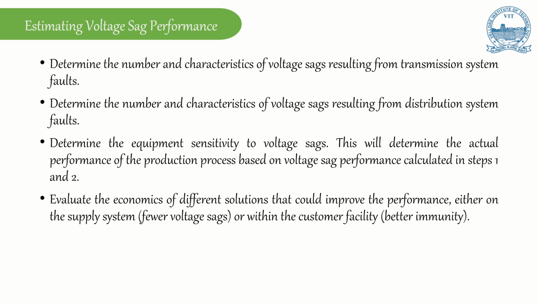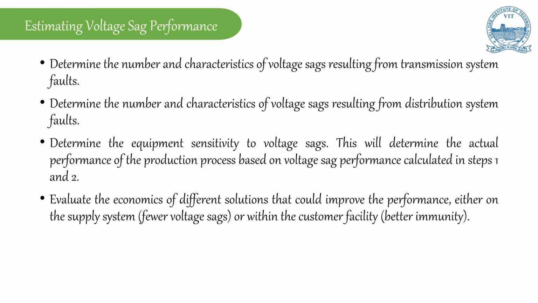And the second category is we have to determine the number and characteristics of the voltage sag that results from faults that occur in a distribution system. And then the third one is we have to determine the equipment sensitivity to voltage sags. So this will determine the actual performance of the production process based on the voltage sag performance that is calculated under step 1 and step 2. So this is nothing but we need to study the impact of any load under the condition of undervoltage. So what is the performance of the system at the rated voltage, and what is the performance of the system under an undervoltage condition.